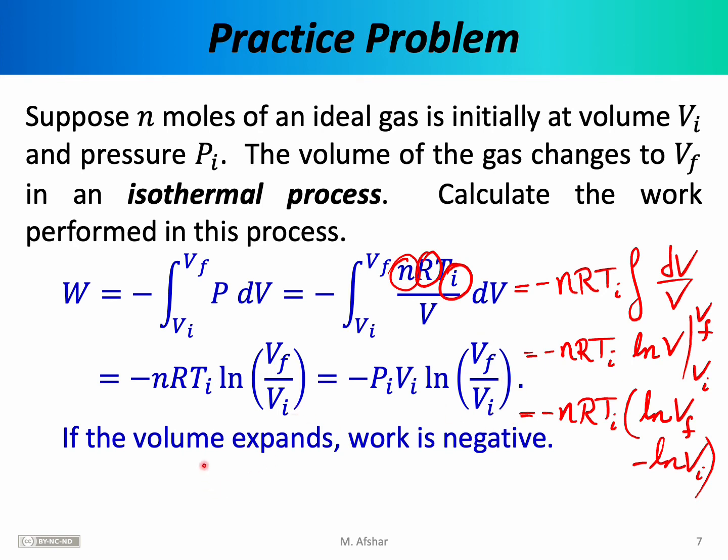Once again, note that if the volume expands, then the work is negative. If the volume expands, then V final must be greater than V initial. So this ratio will be a number greater than 1. The natural log of a number greater than 1 is a positive number. There's a minus sign out here. So whenever the volume expands, the work is negative. Remember that fact later on when we talk about the first law of thermodynamics. This fact will be quite useful to you.